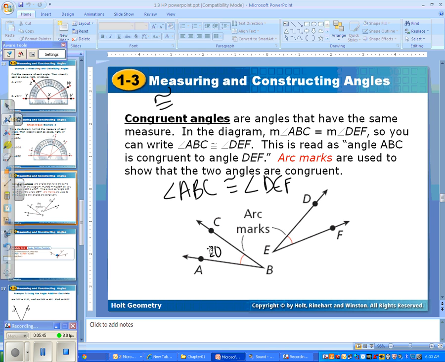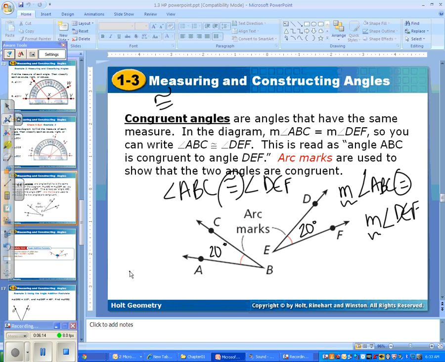Now let's say I wanted to talk about the numbers. Let's say this angle is 20 degrees because we measure our angles in degrees. And let's say this one is also 20 degrees. If I wanted to talk about the numbers, then I could say that the measure of angle ABC is equal to the measure of angle DEF. So whenever you see this M, we're talking about numbers, how big that angle is, and we say that it's equal. We use equal when we're talking about numbers, congruent when we're talking about the angles. I know that seems really silly.